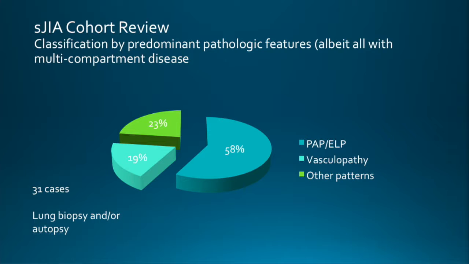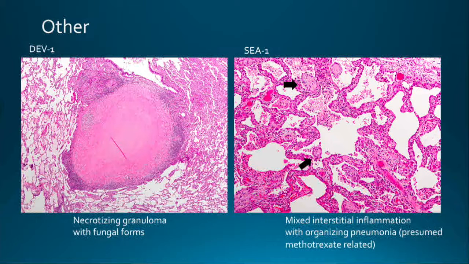But essentially the message you're already hearing from the talks that have preceded me is that PAP and endogenous pneumonia, or the spectrum thereof, is the predominant pathology in this cohort of patients, as well as vasculopathy and then other disease processes. Next slide. So what are the other disease processes?